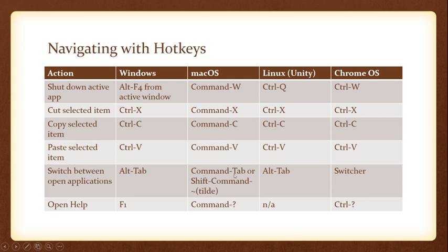In Mac, it's Command-Tab or Shift-Command. In Linux, it's Alt-Tab. And in Chrome, you actually have a button called the Switcher button. If you have a Chrome device, there's a specific button called the Switcher, which allows you to also toggle between open applications. And any time you need help, whatever the active window or app is, you can just hit F1 in Windows and a help screen will come up. Or Command ? in Mac. It's not available in Linux, or Control ? in Chrome. These are the most common hotkeys that are important for you to know.